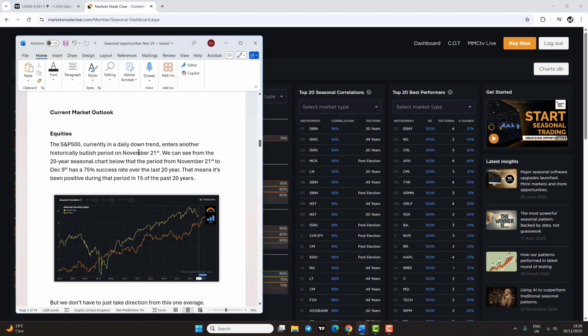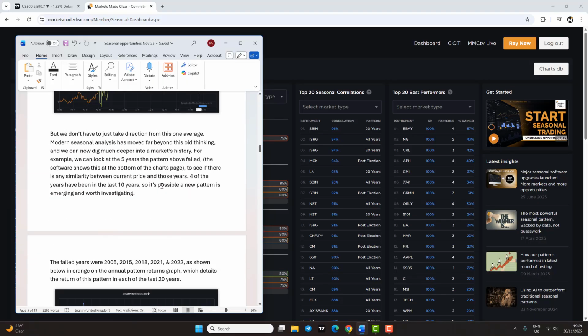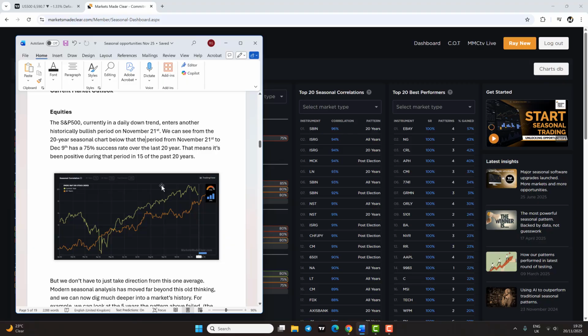So yeah, outlook from here. We'll look at the seasonal patterns, what the software can do, and how we can move through and build up a picture of analysis from it. So we're looking at the S&P 500. Currently, we're in a daily downtrend, very much so in a daily downtrend, but it's still entering one of its historical bullish periods.